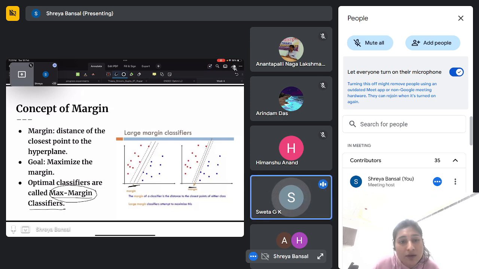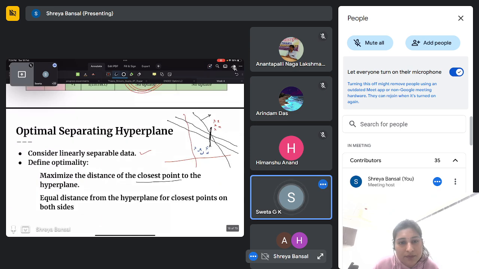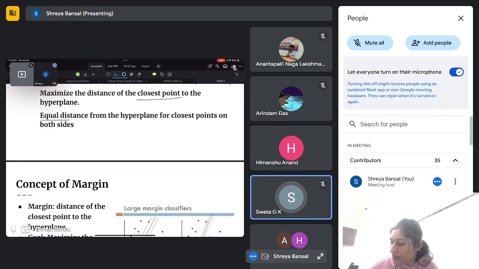Can you please show the previous slide once more, ma'am? Ma'am, what does the last two points mean, ma'am? This one? Yes, ma'am. Okay, let's see from this.